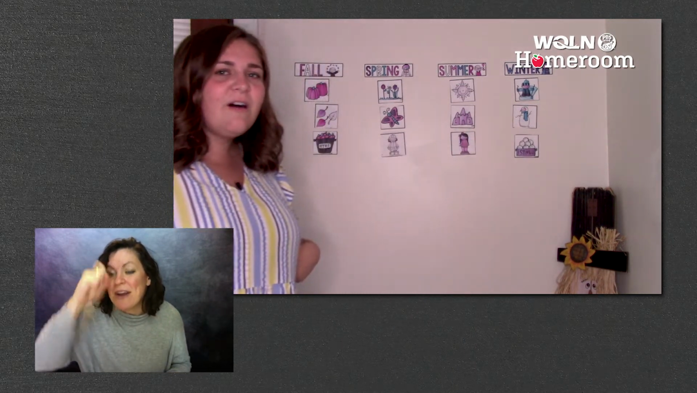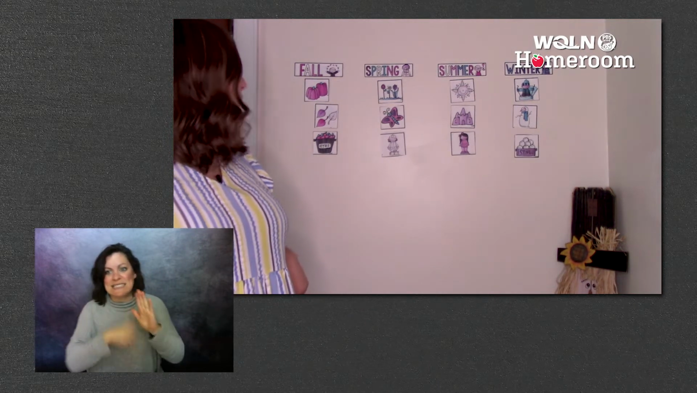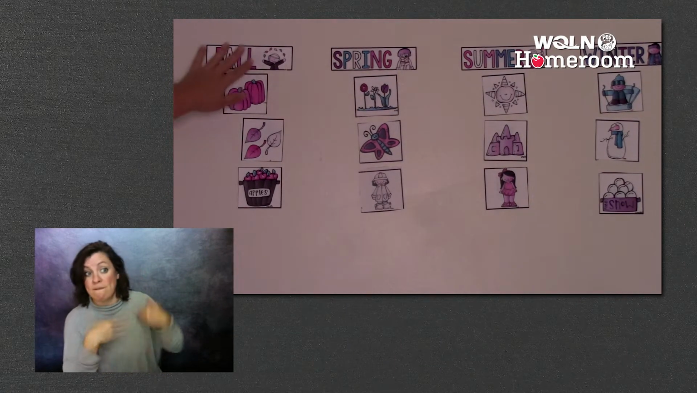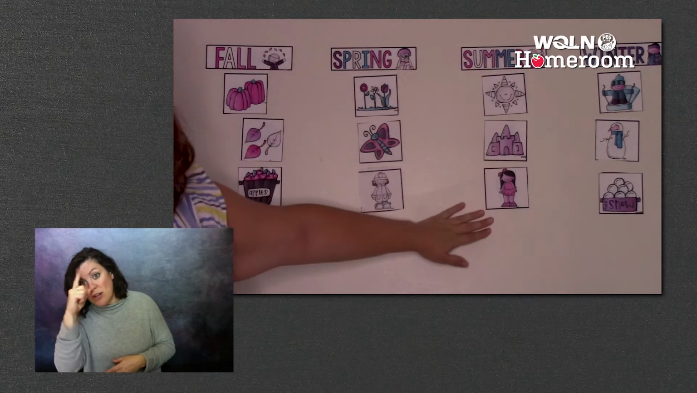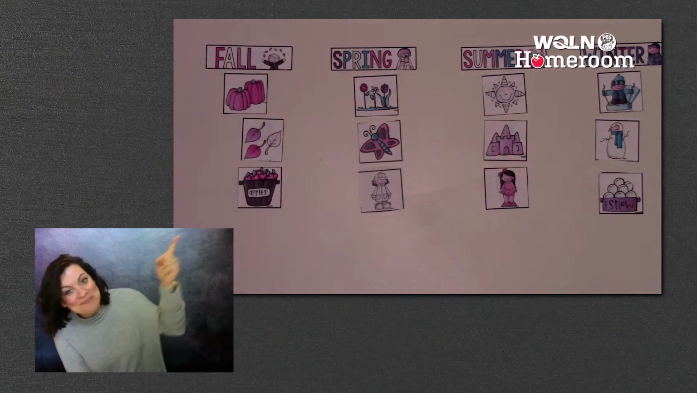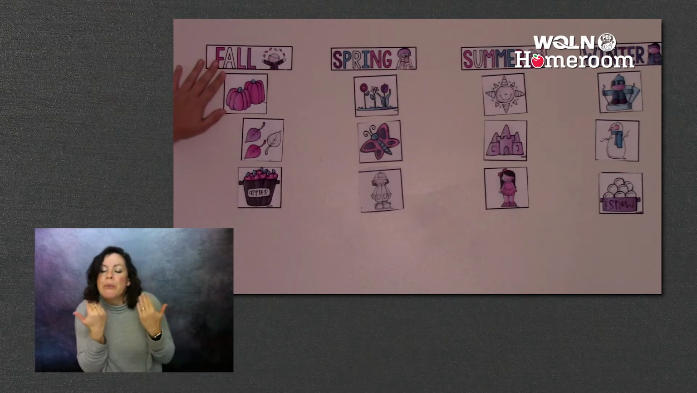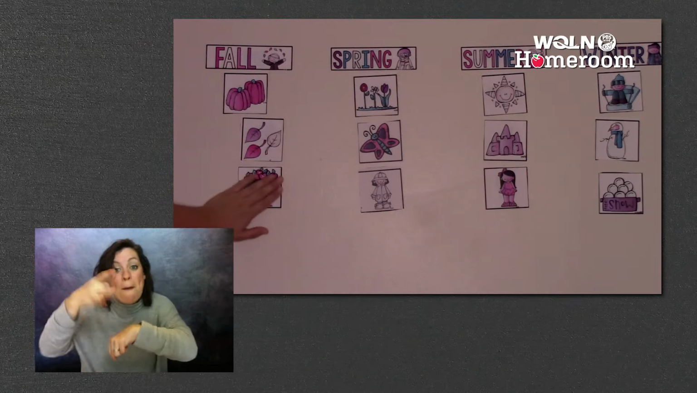So we have all kinds of pictures up here on our wall. Take a look at all of our pictures one more time. We have the fall, the spring, the summer, and the winter. These are the 4 seasons. In the fall time, it's cool outside. You might be seeing leaves or pumpkins or picking apples.